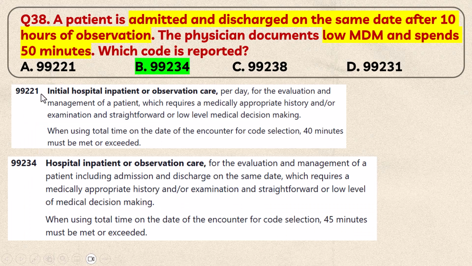Once you go to the tabular list, just check this one. 99,221 initial hospital inpatient and observation care. This is for less than 8 hours.